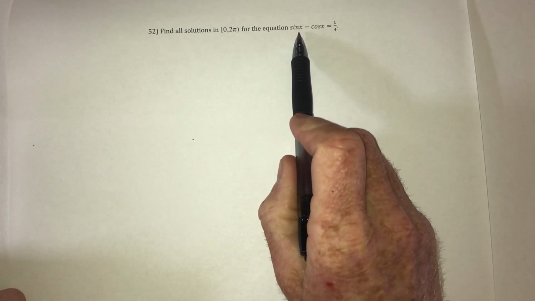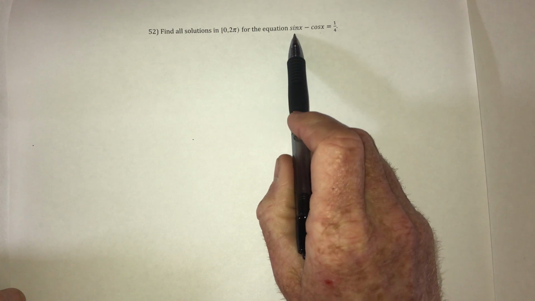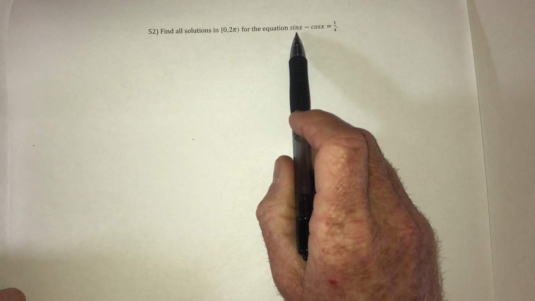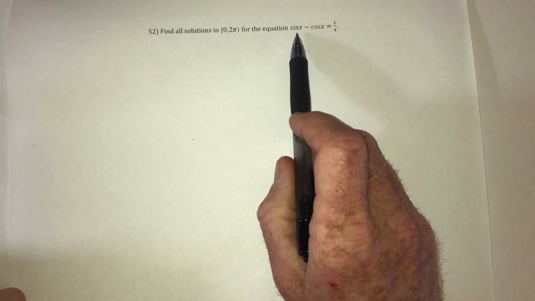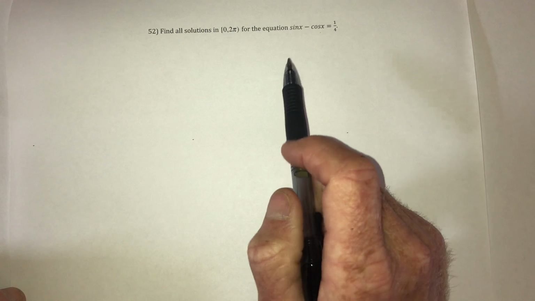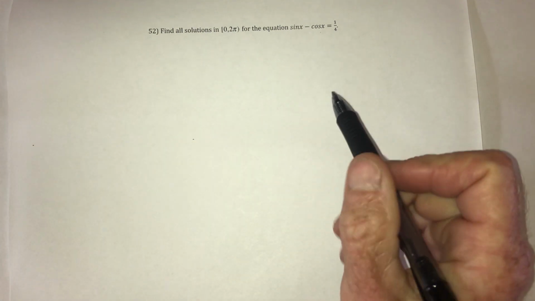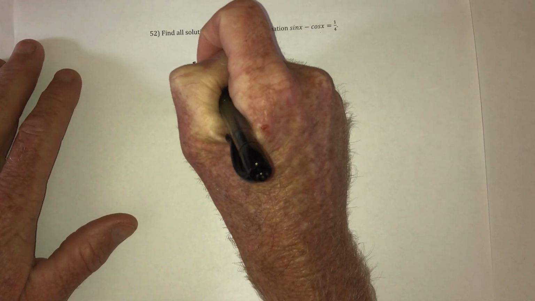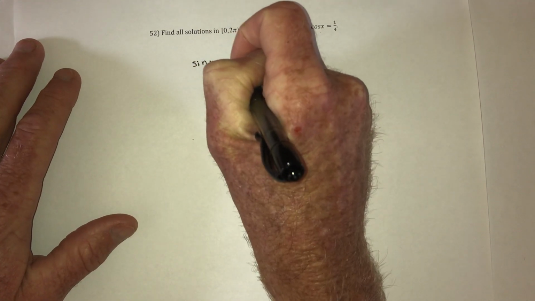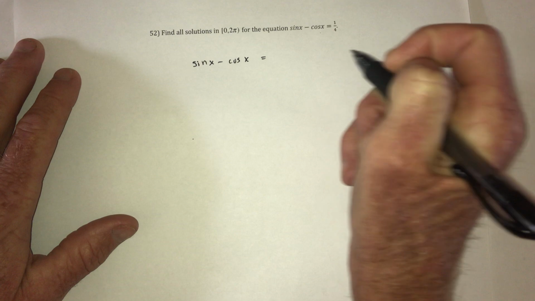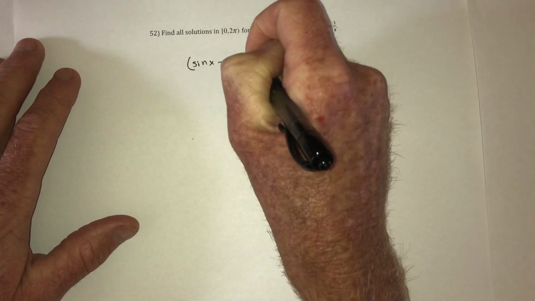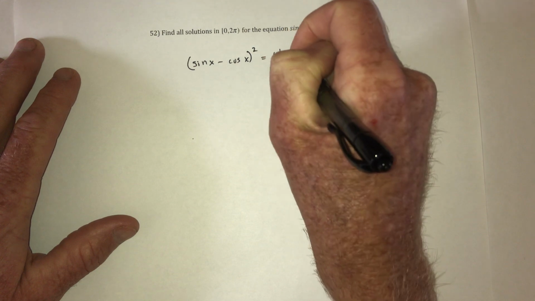For this one, we need to get the trig functions to be the same. Now, if there was a sine squared, I could replace it with 1 minus cosine squared or something like that, but there's no squared. So what I'm going to do is introduce the square myself. So there's sine x minus cosine x is equal to a quarter, and then square both sides.